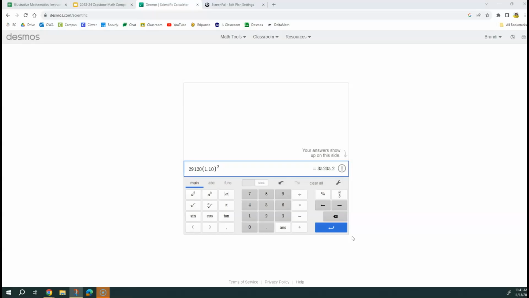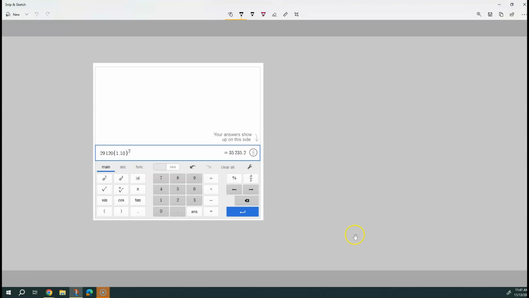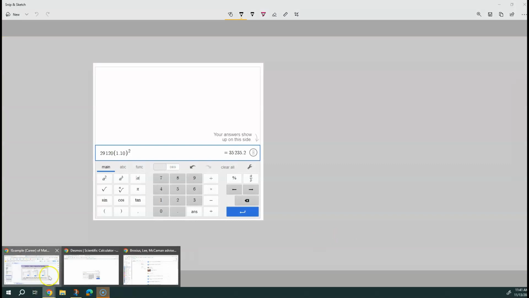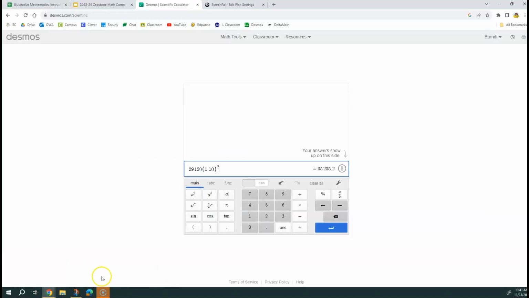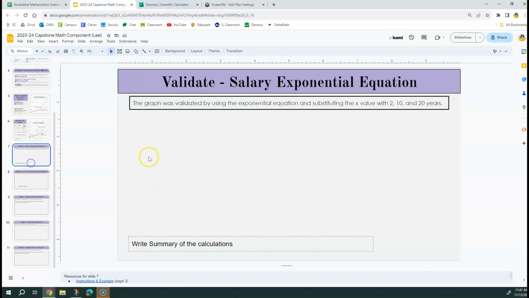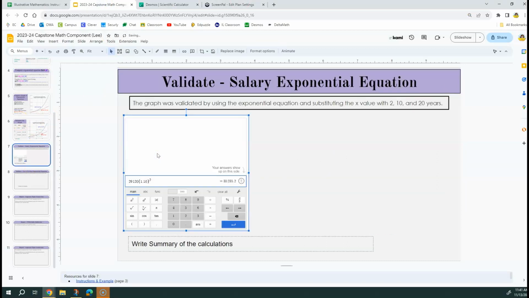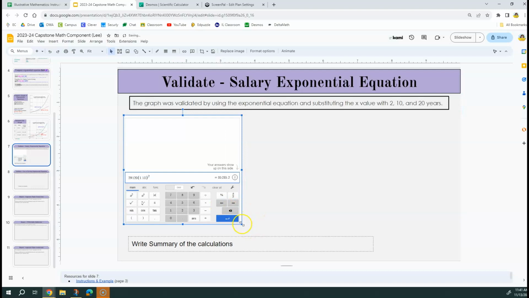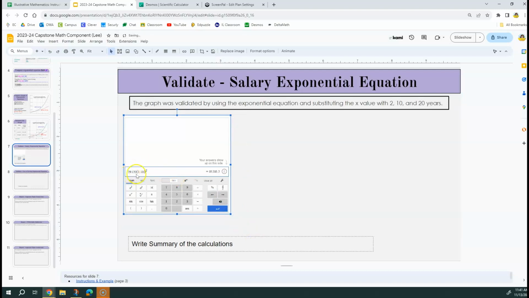I'm doing a snip and sketch. So I'm just copying that piece, bringing it back over here, going to slide 7, and pasting. Here, I might need to make this just a skosh smaller to get all of them on here. This shows that I'm using my equation, my raise, and then in place of the x, because the x stands for number of years, this is for 2 years.